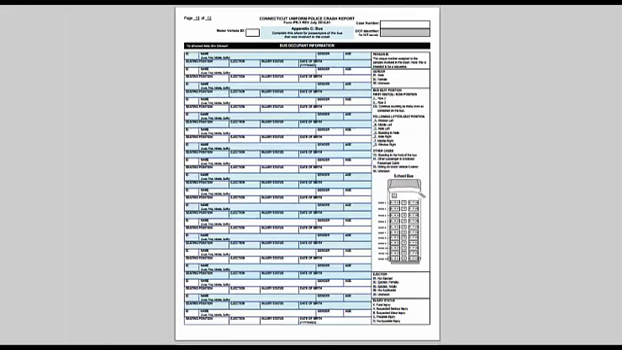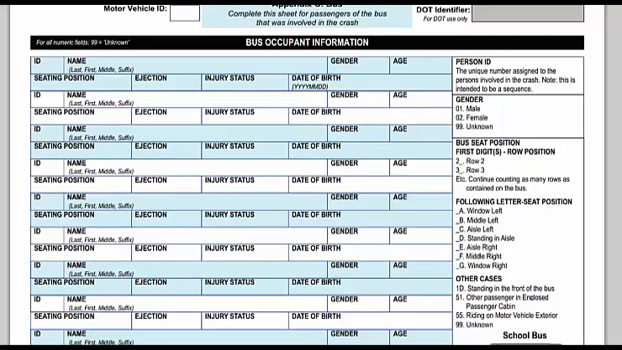Appendix C is used for buses. This form is used to document each occupant on the bus. Collect the name, gender, age, if you don't know the birth date, seating position, ejection status, injury status, and date of birth.